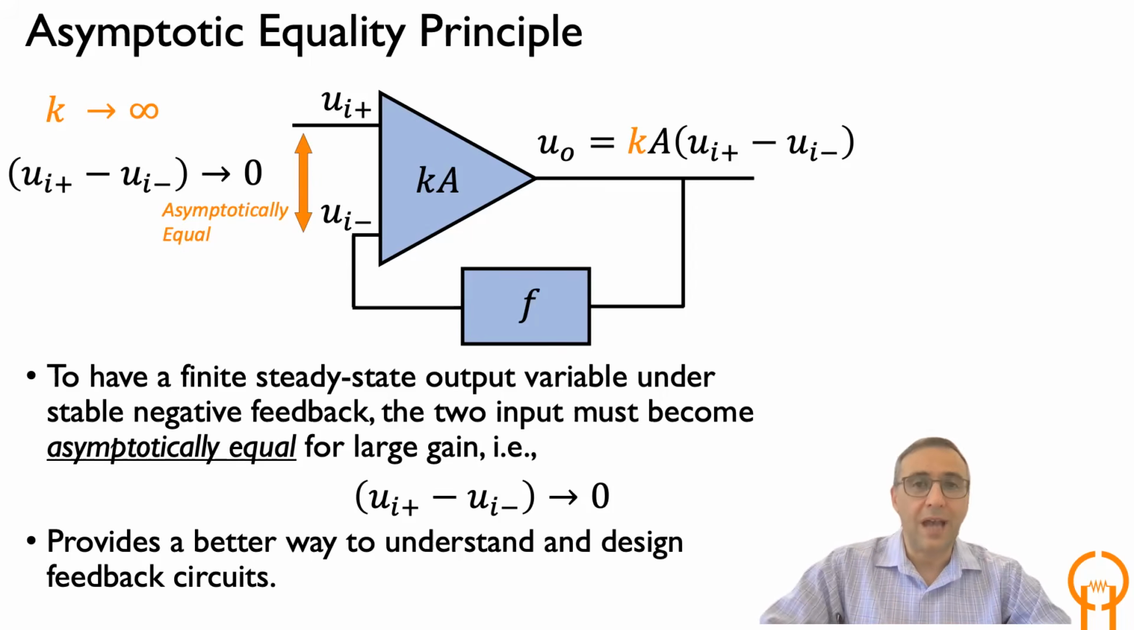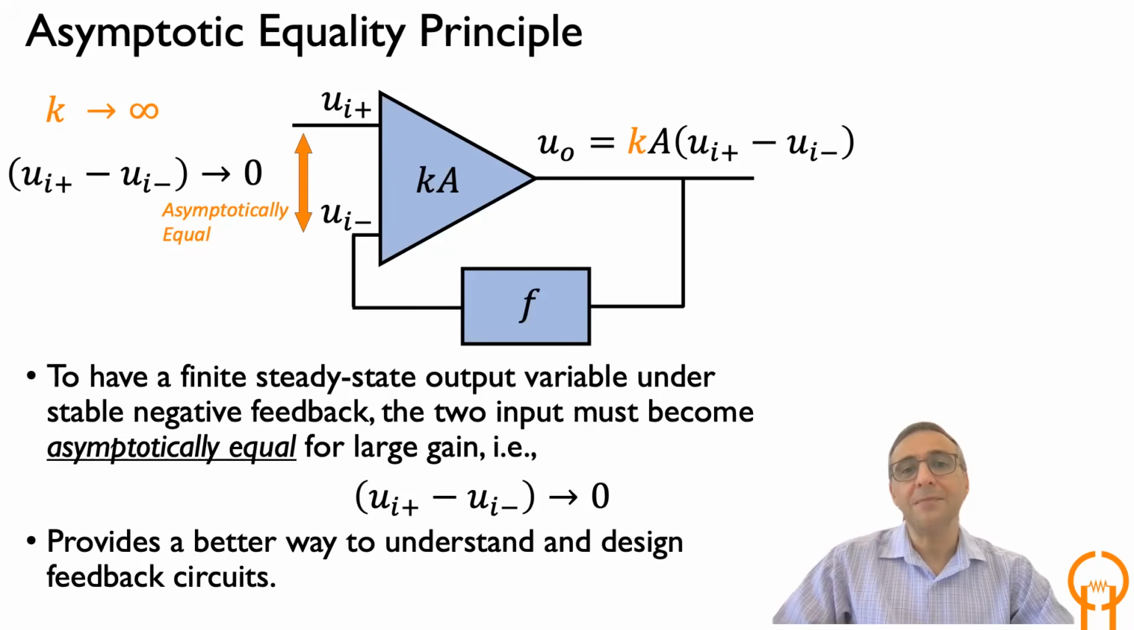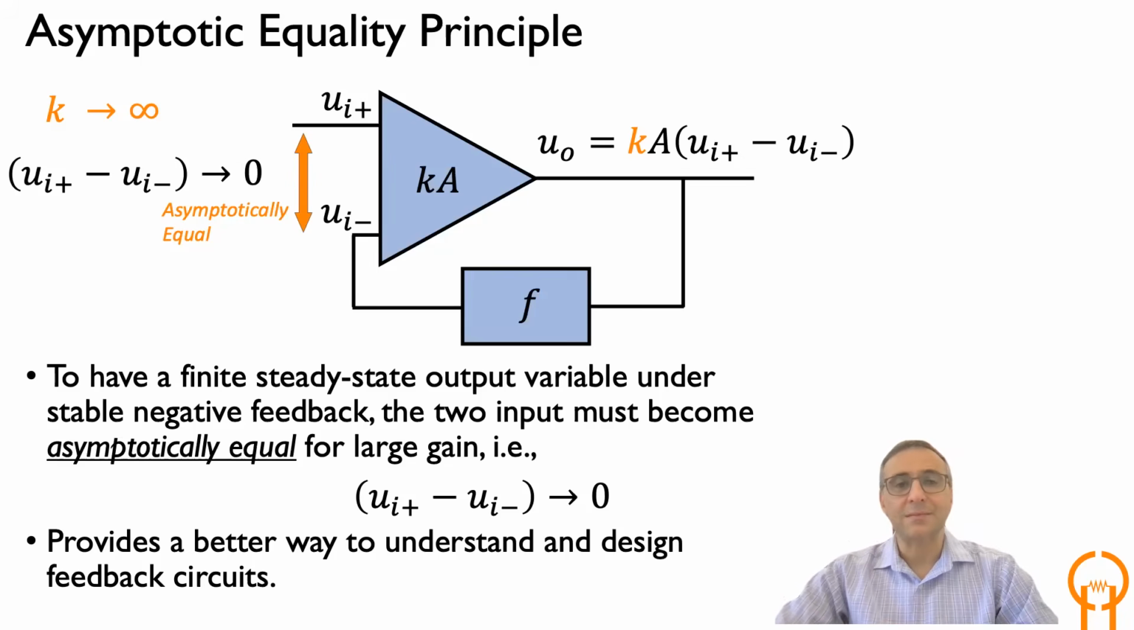So you have negative feedback. Now if you have such a situation, you have K, that scaling factor, going to infinity. The only way to have a finite output, as you can see from that equation with K in it, is for u_i plus minus u_i minus, that term in the parentheses, to go to 0. That means the two inputs would be asymptotically equal. These two inputs, as we said before, can be voltages or currents, either one of those. So it forces these two inputs to be equal.